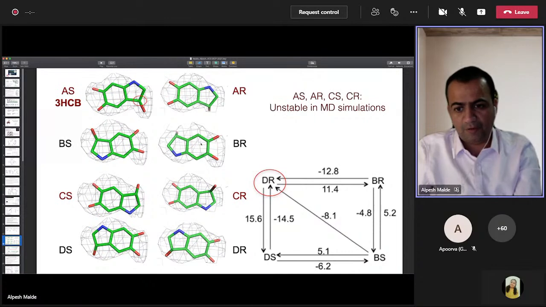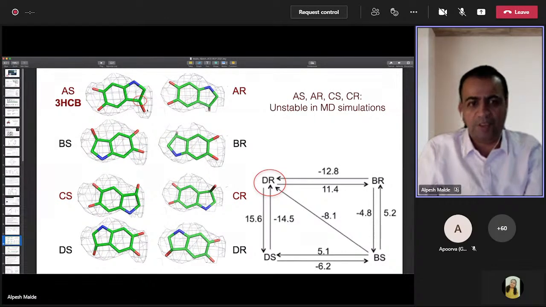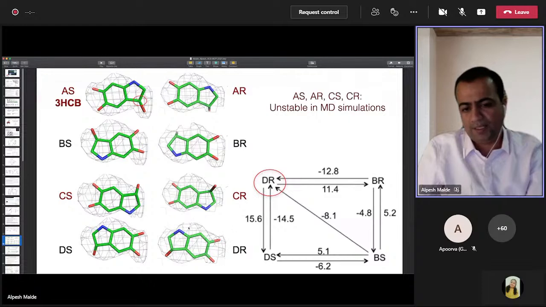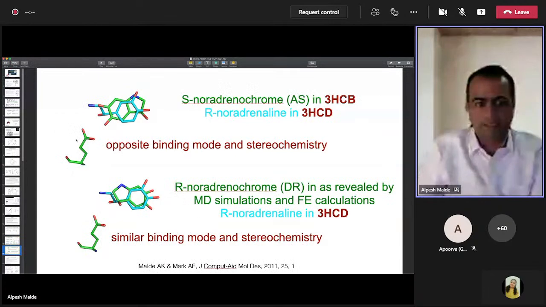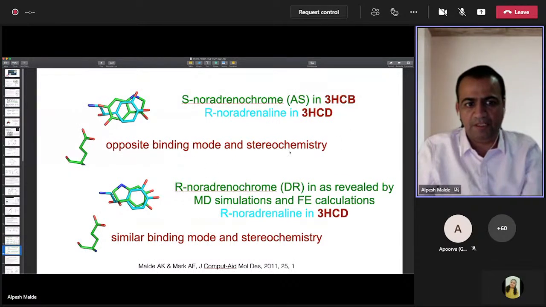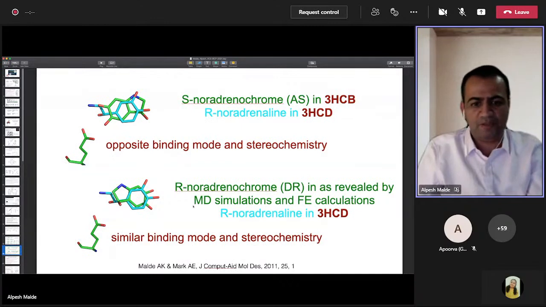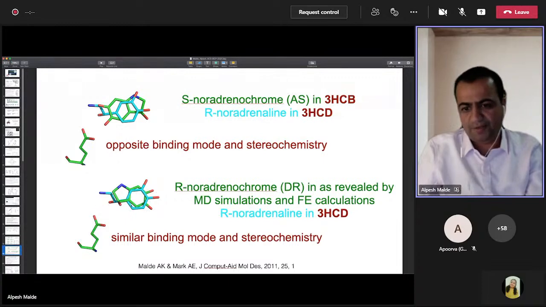Now we had to find out which of the 4 is the most stable. So we ran free energy calculations between the 4 states. After completing the free energy calculations, we found that DR, which is this one, is the most stable state in the binding pocket. So now we go back and look here. This is what was originally published: that this molecule has the opposite binding mode and the opposite stereochemistry. But in reality, from the simulation, we find it actually has a similar binding mode and the same stereochemistry.